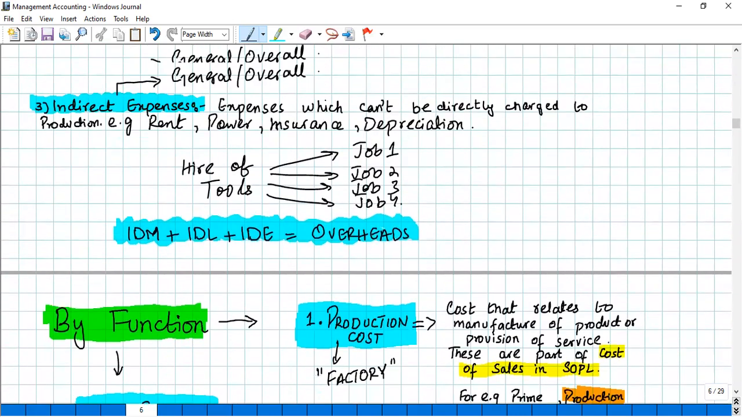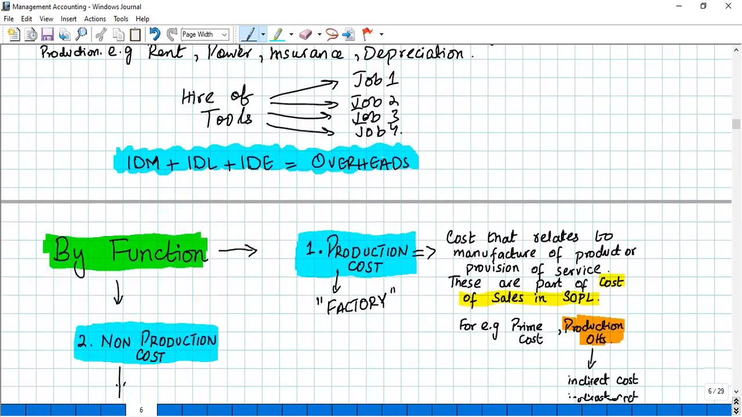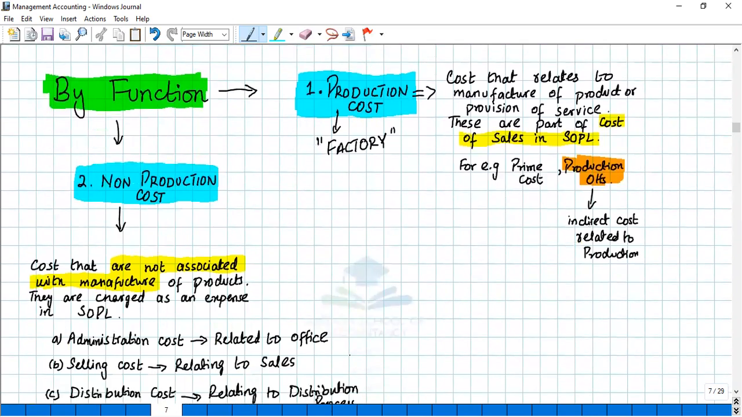So that was it for the classification by nature. The third classification basis is classification by function. By function, the costs are of two types: production cost and non-production cost. Now, what's the production cost? Cost that relates to the manufacturing of product or provision of service is known as your production cost.